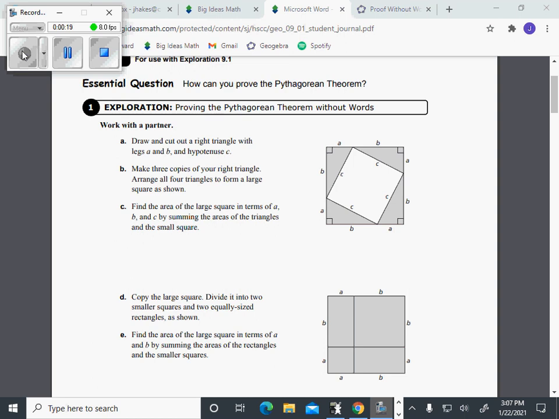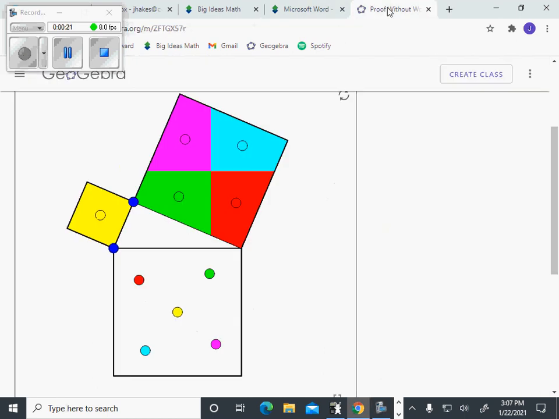We're actually going to be starting in GeoGebra, and we're going to be starting right here. This is our right triangle, and this angle here is our right angle. And we're going to be showing why the Pythagorean theorem works. Everybody should know that the Pythagorean theorem is a squared plus b squared equals c squared, where a is one side, b is the other, and c is the hypotenuse.